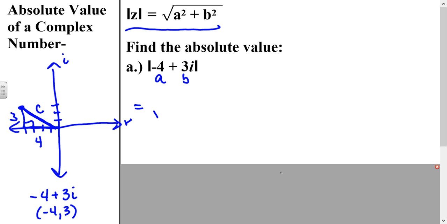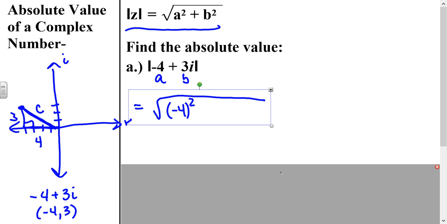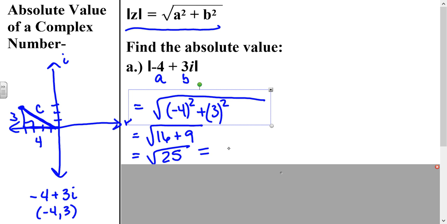So I would just take the square root of negative 4 squared plus 3 squared. So negative 4 squared would be 16. 3 squared would be 9. 16 plus 9 would be 25. And the square root of 25 would be 5. Now remember, because it's absolute value, the answer is always going to be positive, so we don't have both a positive and a negative answer.